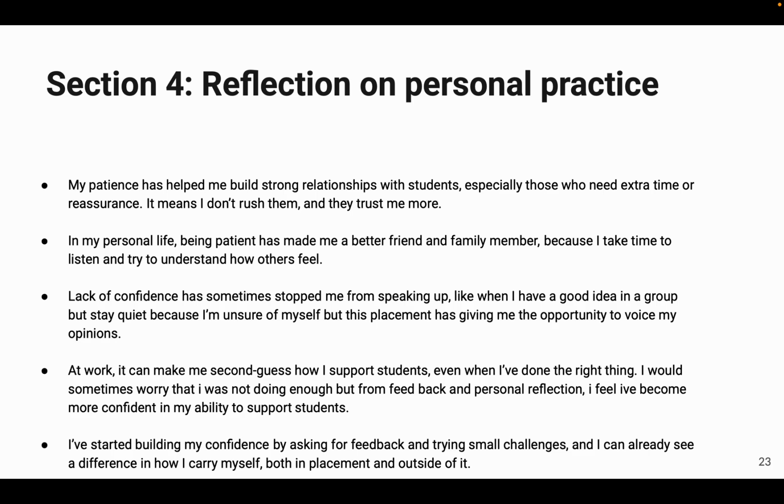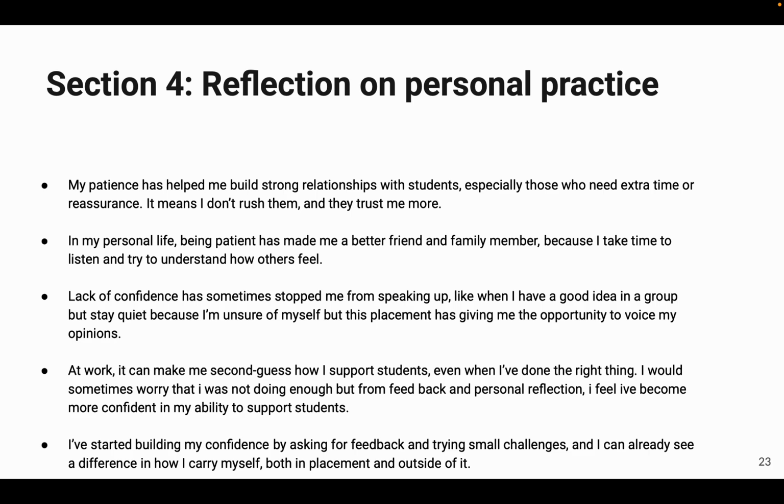My patience has helped me build strong relationships with students, especially those who need extra time or reassurance. It means I don't rush them and they trust me more. In my personal life, being patient has made me a better friend and a family member because I take time to listen and try to understand how others feel.